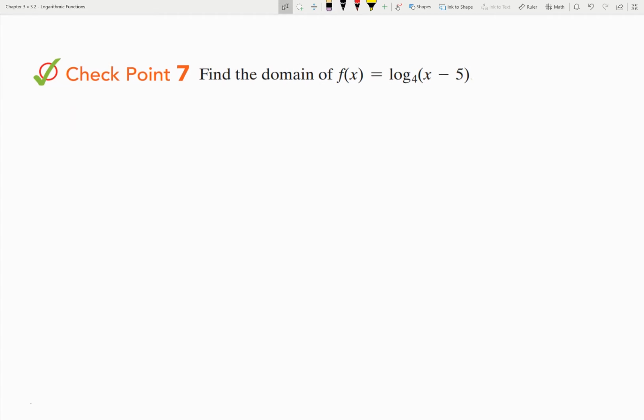Find the domain of this logarithm, log base 4 of x minus 5. Again, it doesn't matter what the base is. All I need to know is what makes the inside of the logarithm greater than 0. So x is greater than negative 5, which makes my domain from negative 5 to infinity.